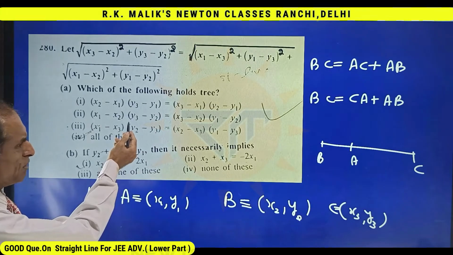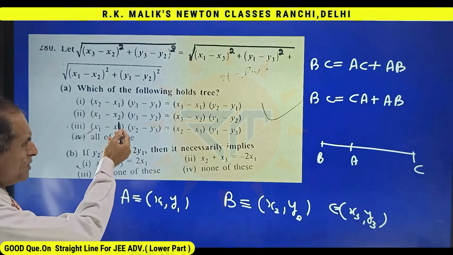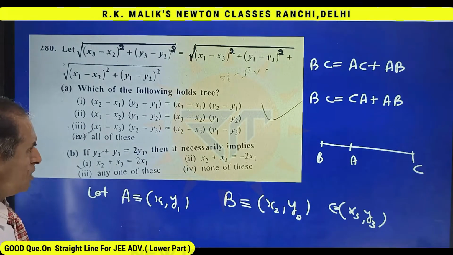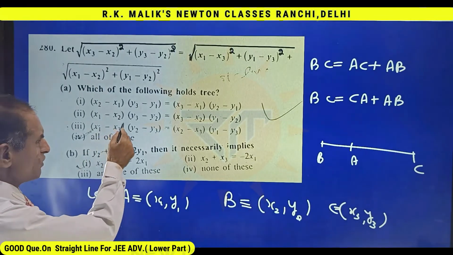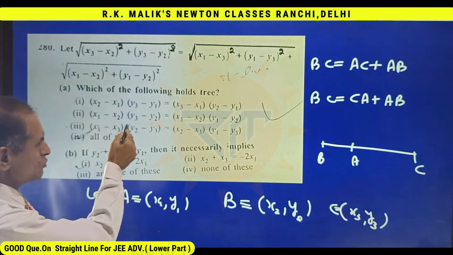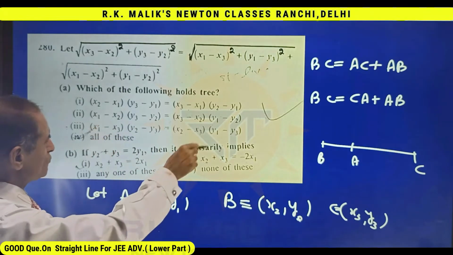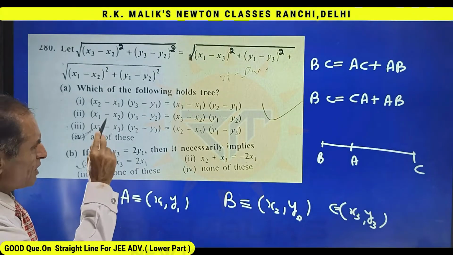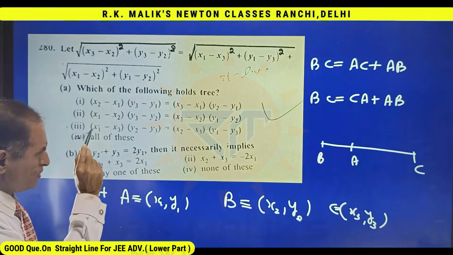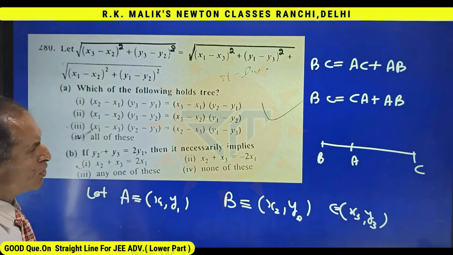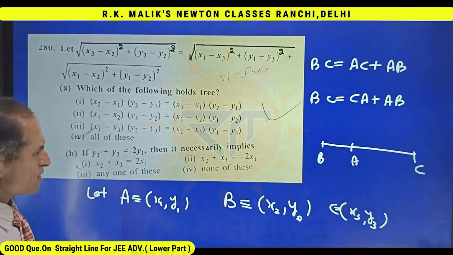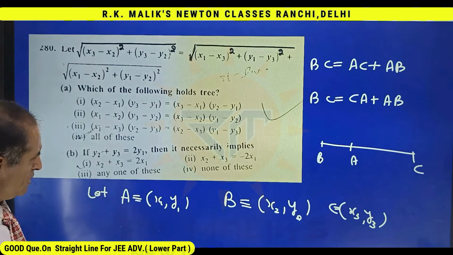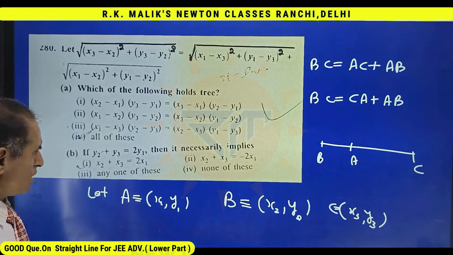Similarly, second choice can be written as (y3 − y2)/(x3 − x2) equal to (y1 − y2)/(x1 − x2). That is, after transformation, left hand side will denote the slope of BC and right hand side will denote the slope of AB, and they are clearly equal. Therefore, second is correct, similarly third, all the three are equal. Hence, I can say all the choices are correct.